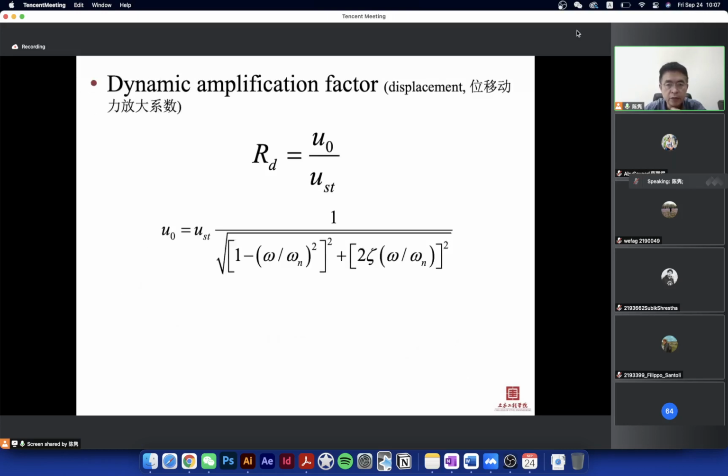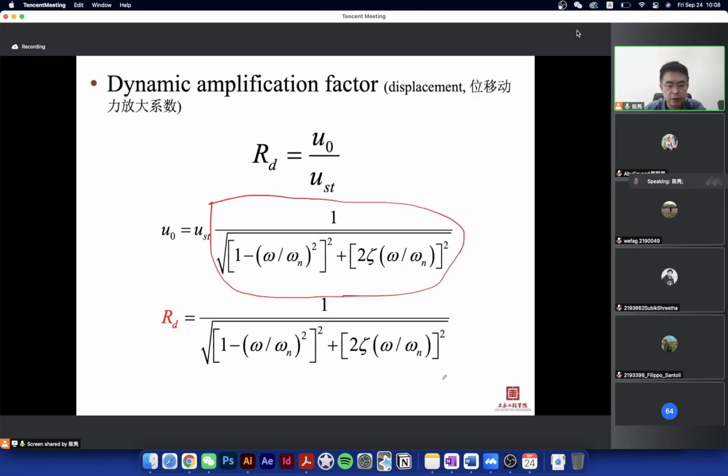By this, we can introduce again the dynamic amplification factor for displacement, U0 divided by UST, and U0 is like this. So this part is RD, the amplification factor. It's similar to the undamped case. If you still remember, the undamped case is 1 minus beta squared, in absolute value, because there is no damping. And this is the damped case. RD is like this.